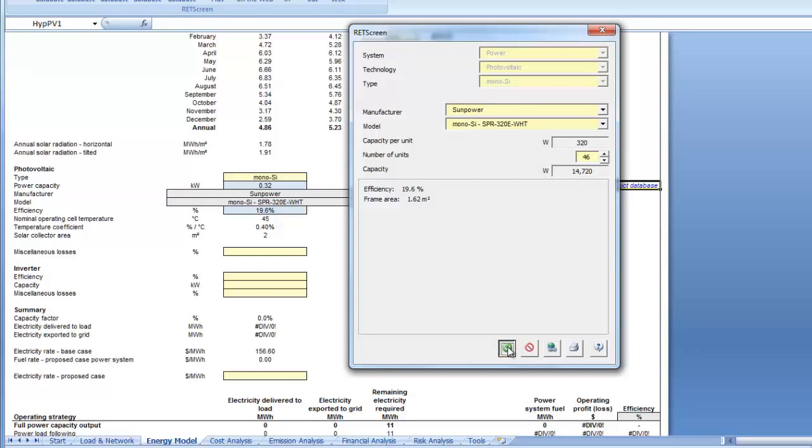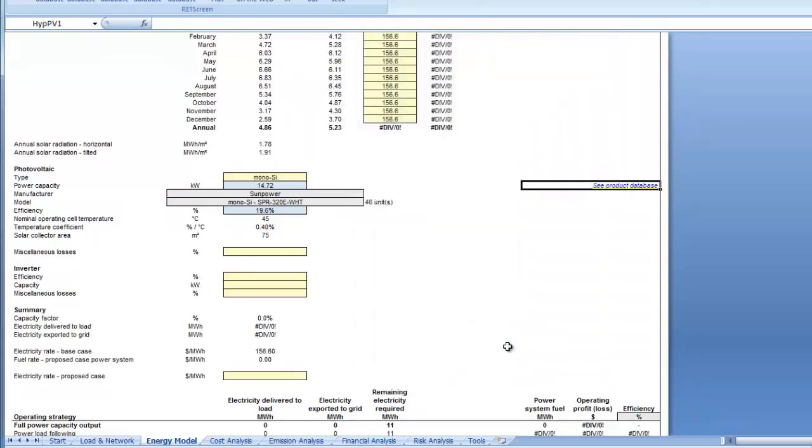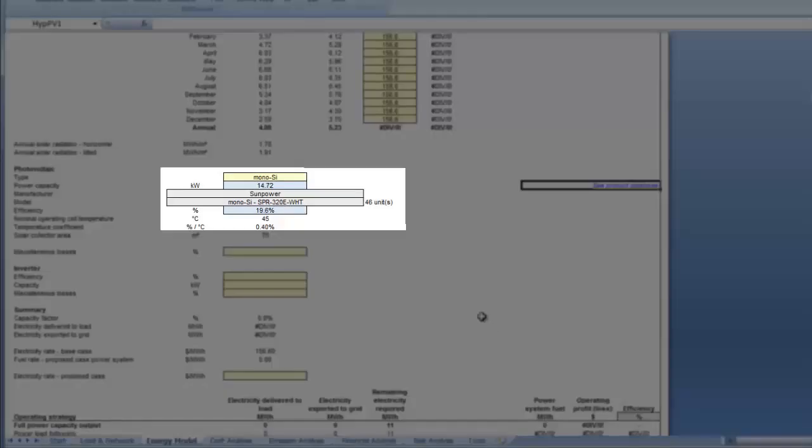Let's use the RETScreen product database by clicking on the link called See Product Database. Assuming 15 kilowatts, we will need at least 46 units, which will give a similar capacity of 14.72 kilowatts. We can go to the product database, which shows the energy output and other technical information as illustrated here, to make this adjustment. After inputting the selected panel and 46 units, RETScreen calculates our capacity at 14.72 kilowatts.